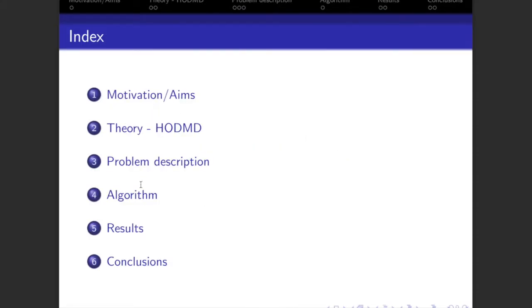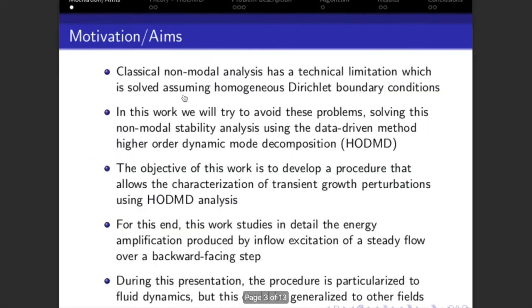This presentation consists of the following items. I will start with the motivation and aims.